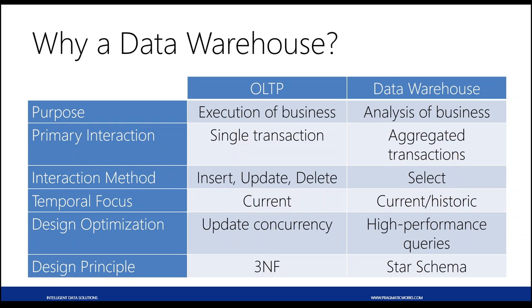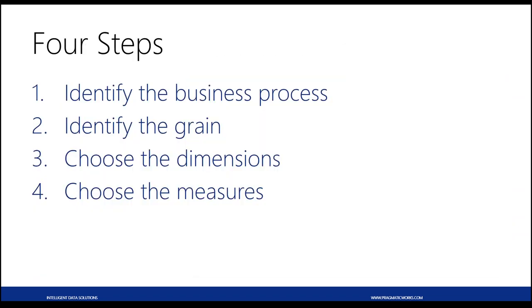Okay. Now, the four steps that we're going to talk about are identifying the business process, identifying the grain, choosing the dimensions, and choosing the measure. So these are the four canned steps that you can use when you start approaching either building a data warehouse from scratch or enhancing a data warehouse.